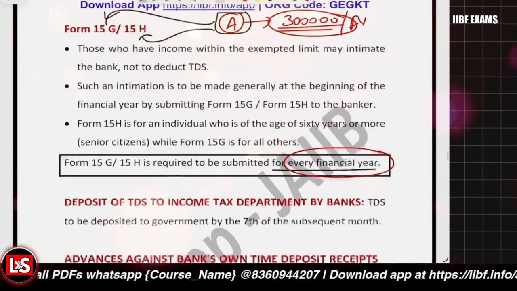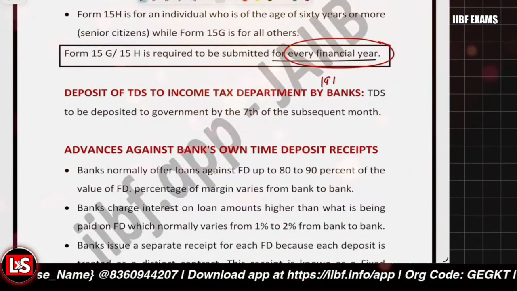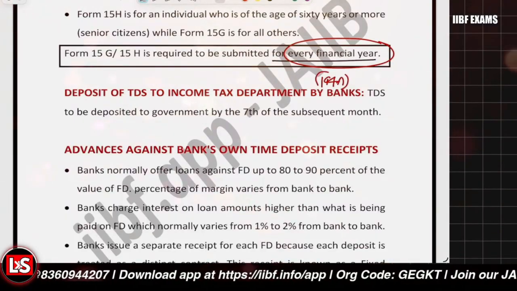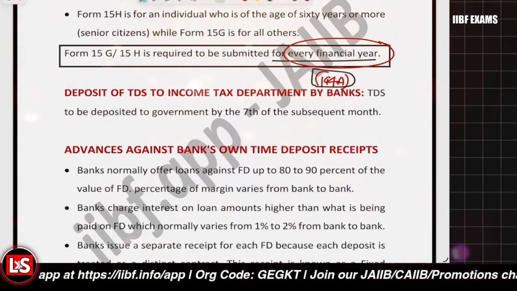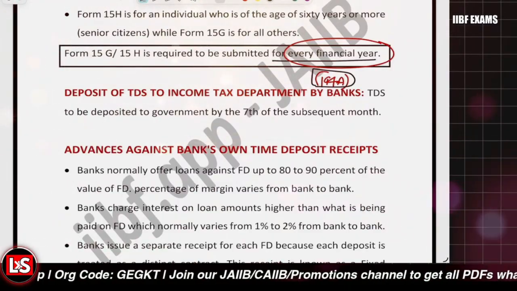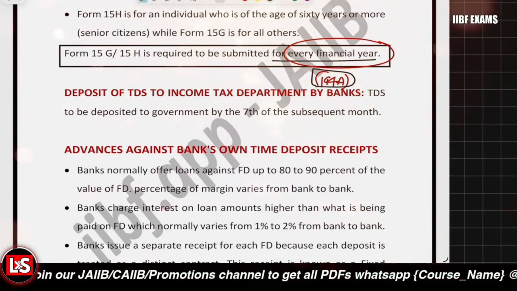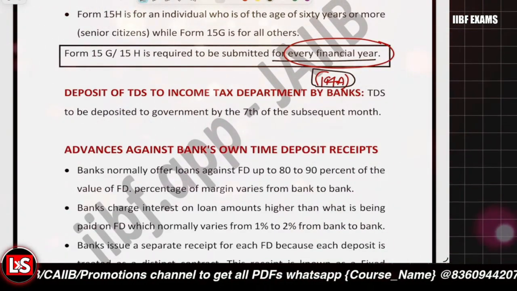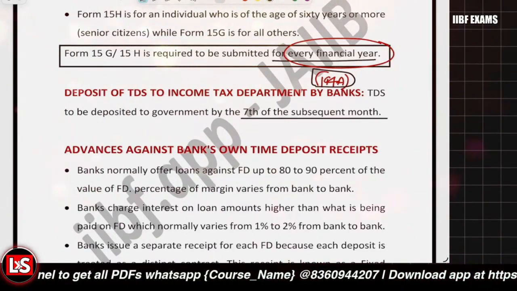And whatever TDS is deducted by the banks under Section 194A, that is to be deposited to the government by the 7th of the next month. Let's say if the TDS was deducted for the month of April, it is to be deposited to the government by the 7th of May.